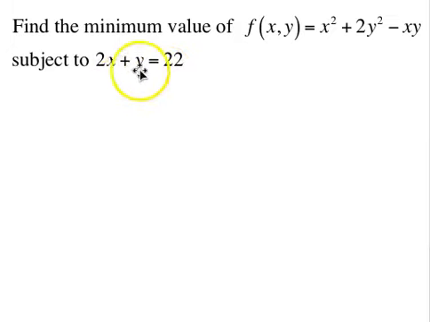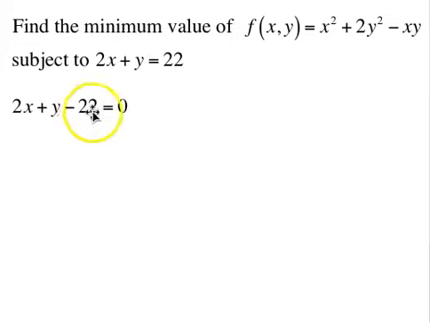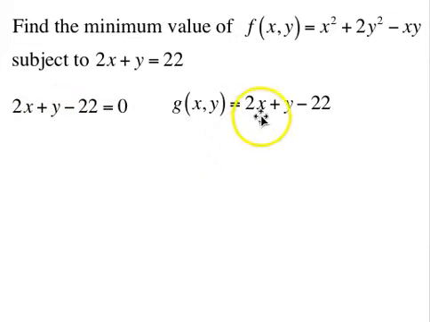And we're going to start by focusing on this constraint equation. We want to make that equal 0. So we're going to rewrite that as 2x plus y minus 22 is 0. This part, 2x plus y minus 22, becomes g of x y. So g of x y is our constraint equation equaling 0. So g of x y is 2x plus y minus 22.